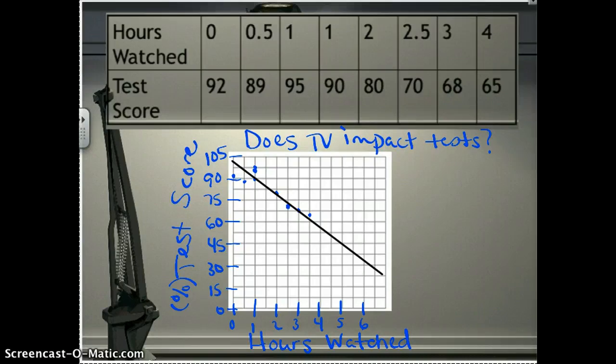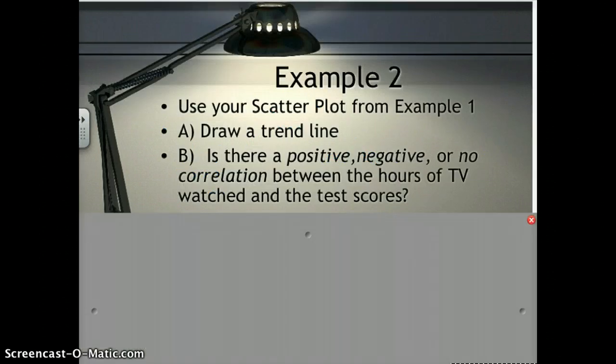So we're going to say this has a negative correlation. The graph is going down left to right. As hours watched gets bigger, test scores get lower. That's called a negative correlation. So I'll write negative here.